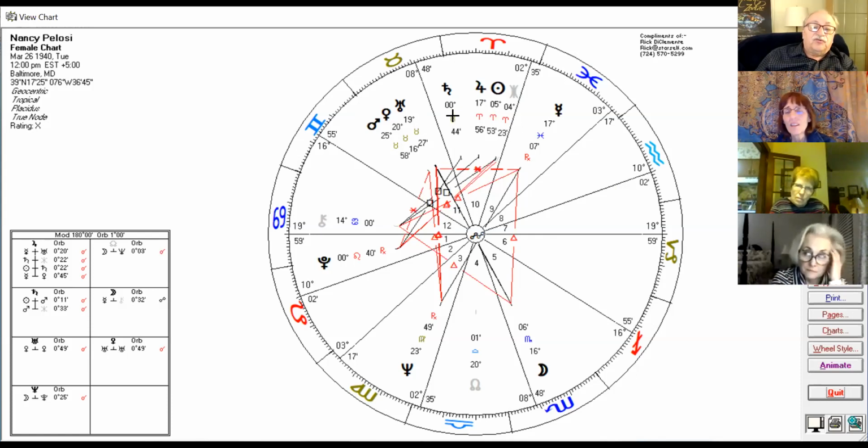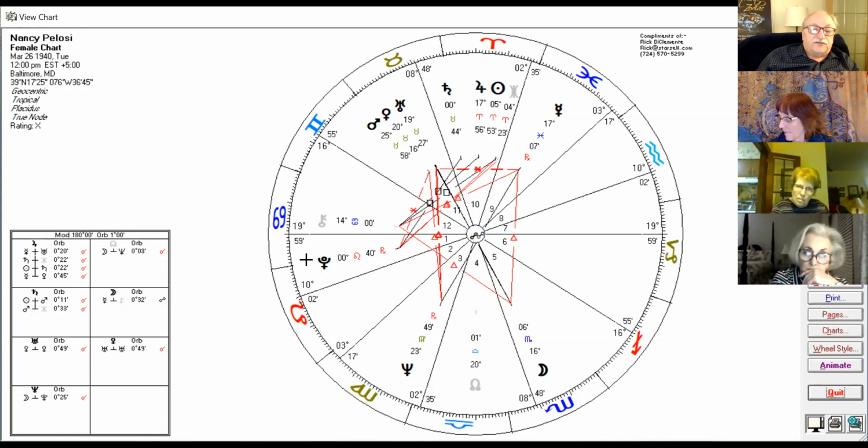Uranus is up next to Venus and Mars. She's got a powerhouse of a political chart. Uranus is in the 11th house. Neptune is in Virgo, down in the third house.